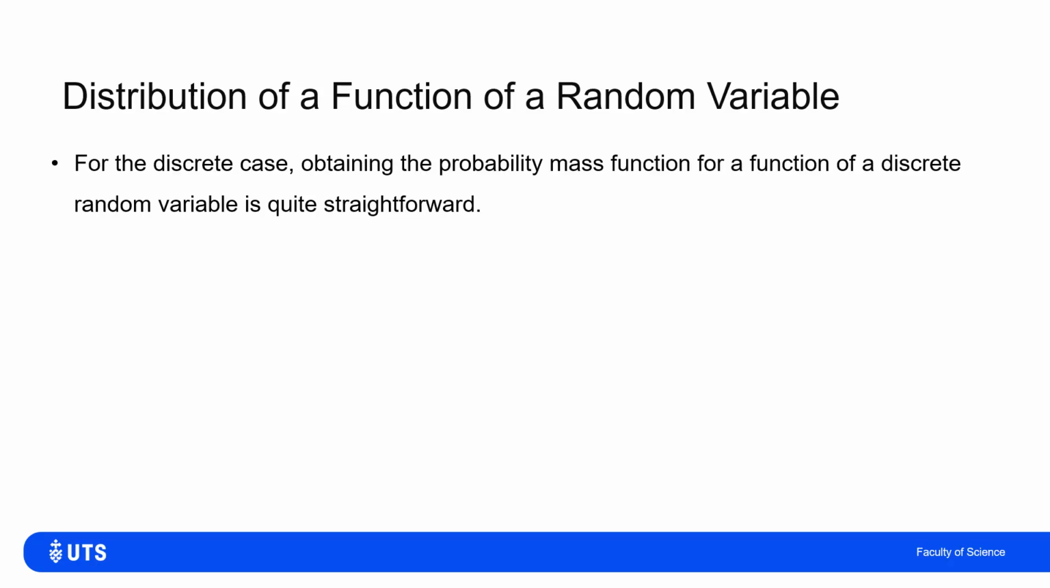Now we consider not the distribution of a random variable, but the distribution of a function of that random variable, whereby whatever value that variable takes is put through a function to produce some other output. And for the discrete case, this is generally quite straightforward.